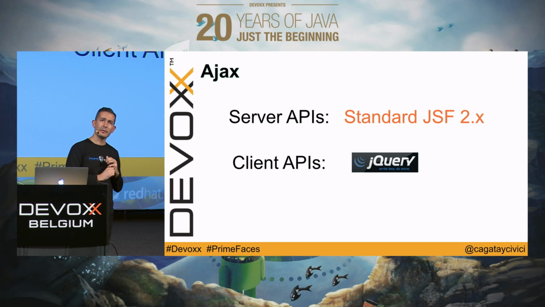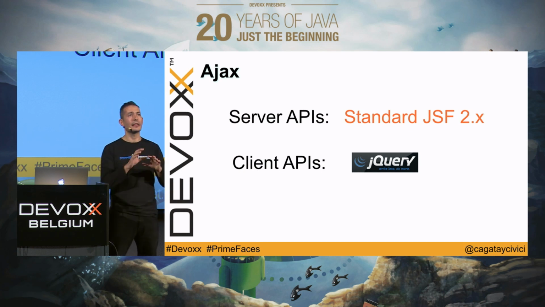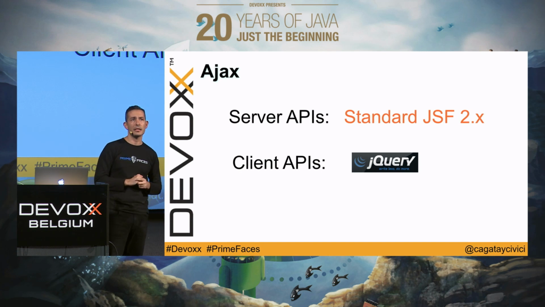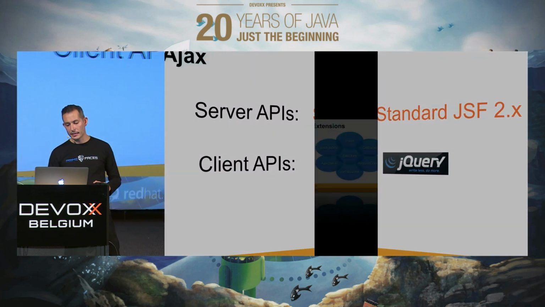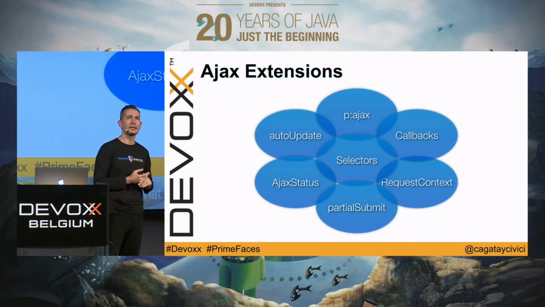So Ajax in JSF is quite easy, right? You just declare what to update and what to process. In PrimeFaces, we have added some extensions. At server side, we are using standard APIs, but on the client side, we are using jQuery based so that we can extend. So what are the extensions?